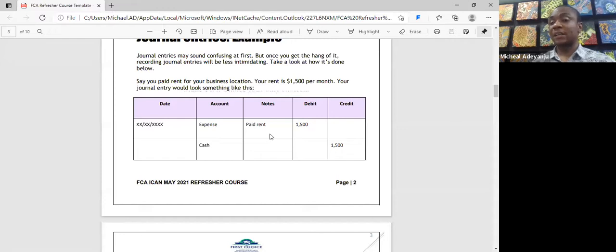Remember I said expense receives and cash gives out. And that's where we have 1,500 on the debit side and 1,500 on the credit side of your journal. Now, note on this place, look at the template, look at how it looks. It is very easy to understand. Date, account, notes, debit, and credit, and put your transaction on it. This is a typical example of a journal entry.